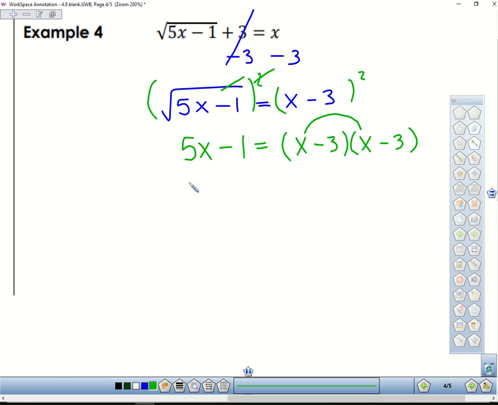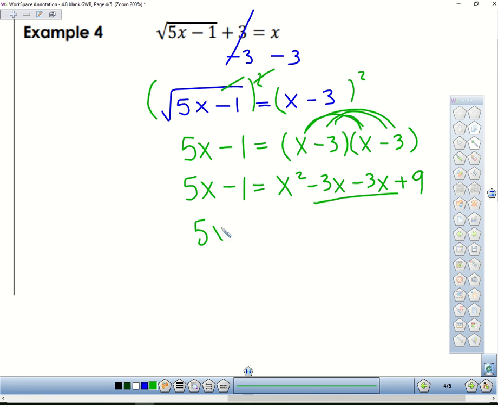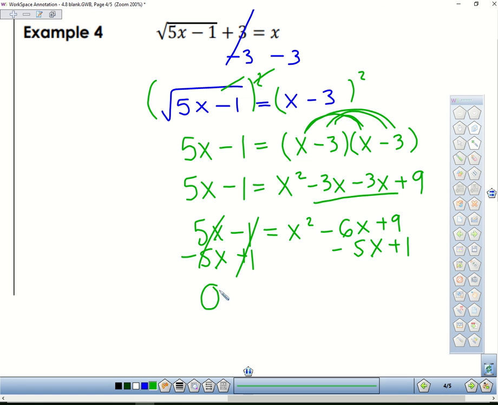I'm going to FOIL over here, which gives me x squared minus 3x minus 3x plus 9. Combine like terms. That gives me x squared minus 6x plus 9. Subtract 5x to both sides. Add 1. So I'm just basically getting everything to the right side to get it equal to 0. That gives me 0 equals x squared minus 11x plus 10. Everybody see how I got to that point?